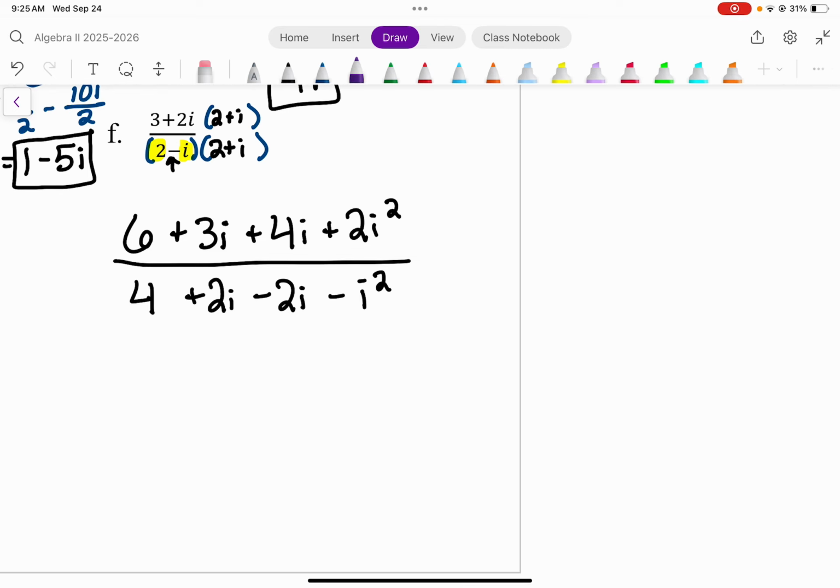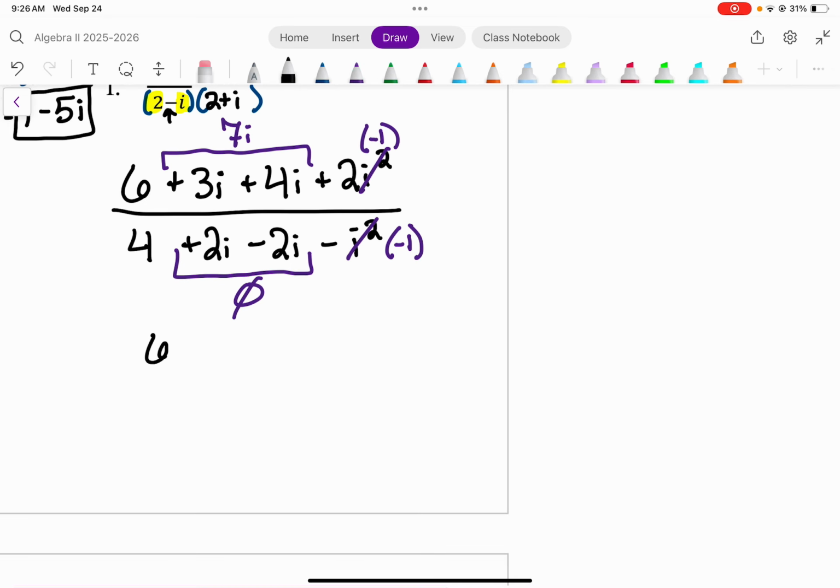Once we have that, then we can simplify. So on the top, we have a positive 3i, positive 4i. That's going to simplify to 7i. And this I squared we know is going to be replaced with a negative 1. Same thing on the bottom. I squared is negative 1. Positive 2i, negative 2i, those cancel each other out because they're the same number but opposite signs. So that equals 0. And then we can rewrite it to see if we can simplify further. So we would have 6 plus 7i and 2 times negative 1 at the end, minus 2. And then we would have 4.